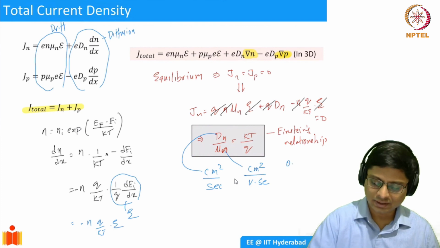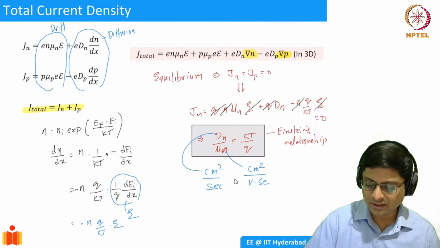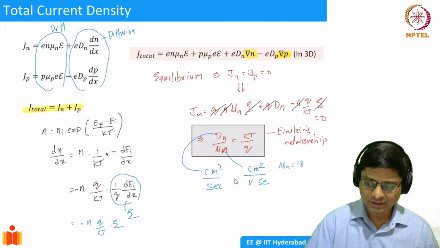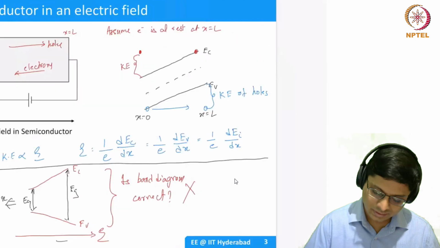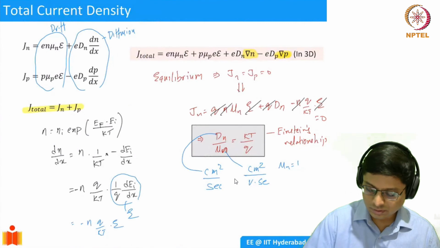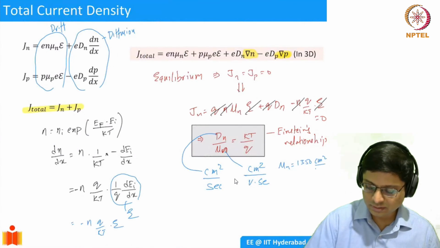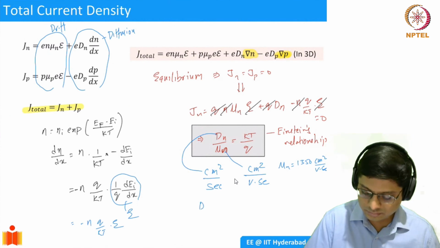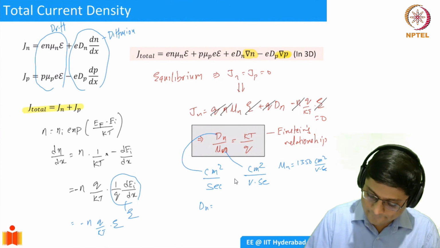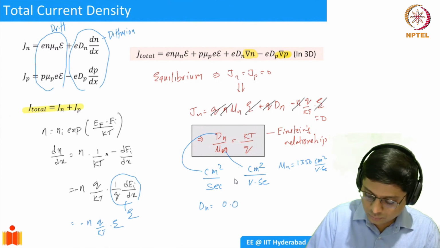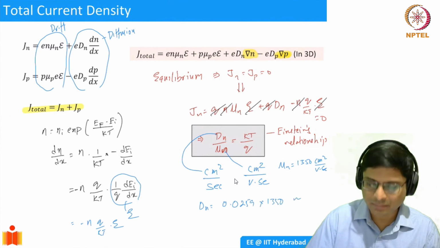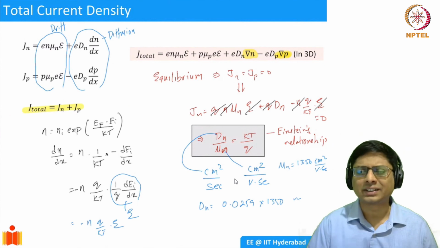Let's take an example. Mu n, let's say, 1450, sorry, what was that? In the last lecture, in the first slide, we had some number, right? 1350, yes. Mu n is 1350 centimeters square per volt second. So what is Dn? Dn is going to be 0.0259 into 1350. So whatever, it's going to be some number, some 30, 35, some number like that. Okay, please check it out.